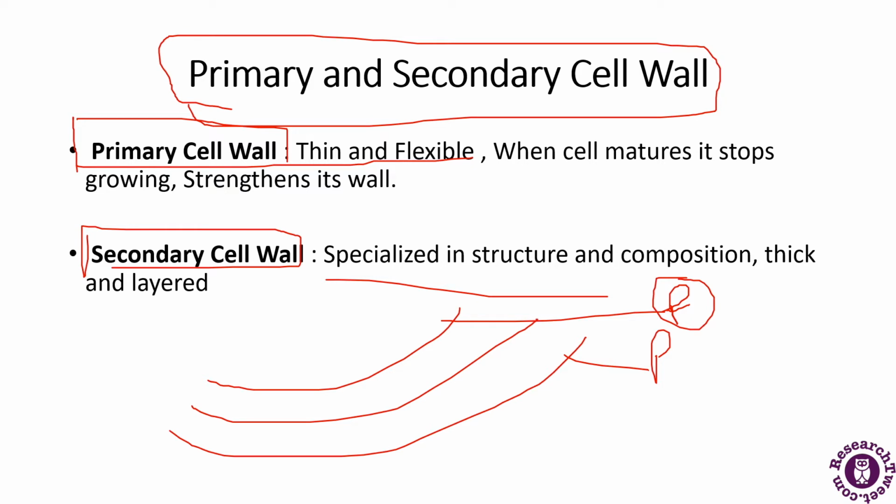For example, if we take wood, there are three layers of secondary cell wall, referred to as S1, S2 and S3 lamellae, and they result from the arrangement of cellulose microfibrils. Secondary walls contain about 45% cellulose and 20 to 30% hemicellulose, and they are often impregnated with lignin, which is a phenolic polymer. So this was about the primary and the secondary cell wall.